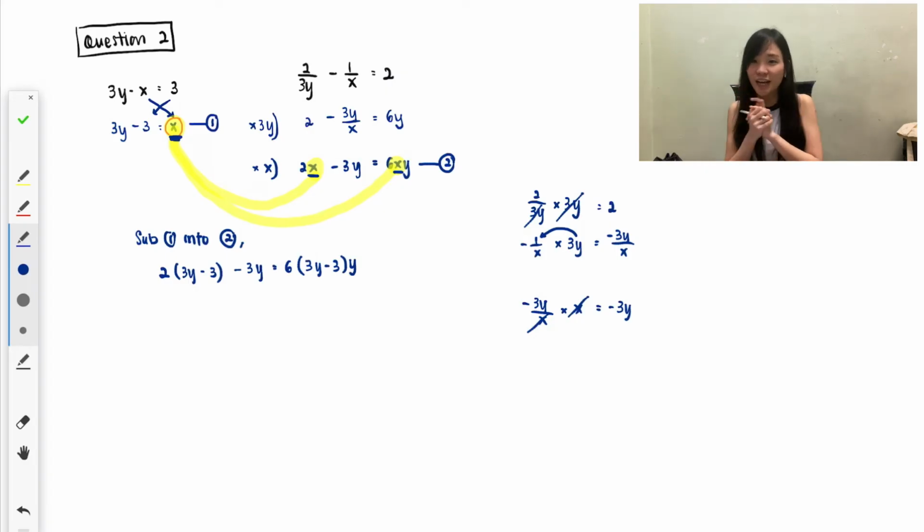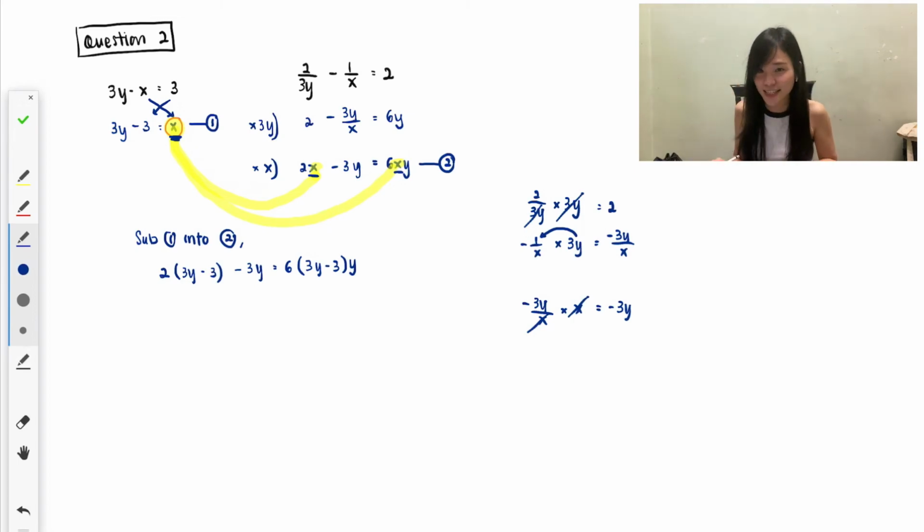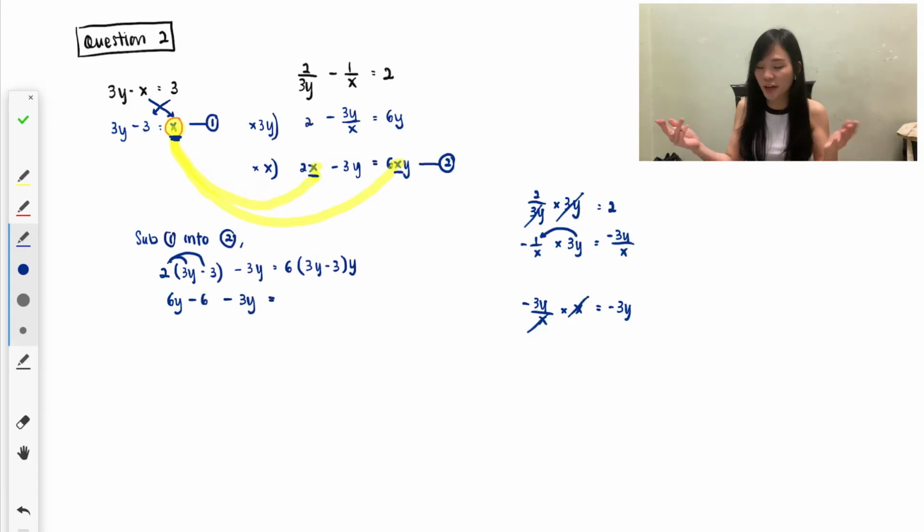So once I sub inside, do you guys realize now your equation, can you still see x? No, you only see y. So you successfully from 2 unknowns make it 1 unknown, then definitely you guys can get the answer out. So what can I do now? Just normal open bracket. So 2 times 3y is only 6y. 2 times negative 3, negative 6, minus 3y equals to, let me continue to expand it.